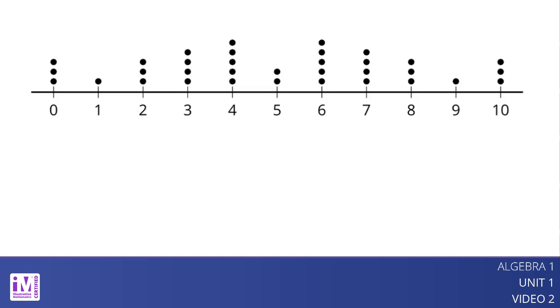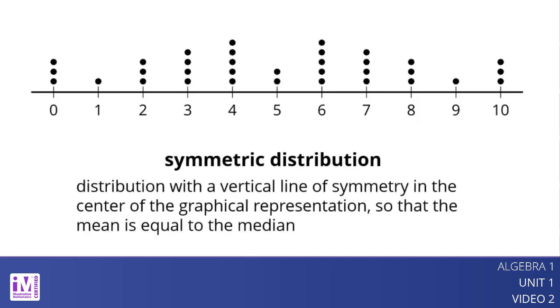Here is a dot plot. The data set has a symmetric distribution. A symmetric distribution is a distribution where the vertical line of symmetry is in the center of the graphical representation, so the mean is equal to the median. In the dot plot shown, the distribution is symmetric about the data value 5.